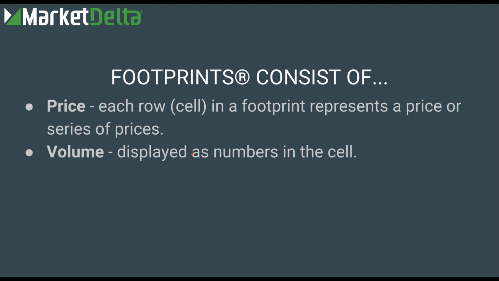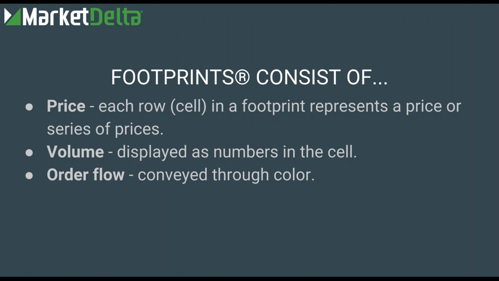Okay, volume. So price, volume, and order flow, that's what we're talking about here. Volume is displayed as numbers within the cell. And then order flow is conveyed through color on the footprint. It might be coloring of the text, or it might just be the background color, and that depends on the footprint type we're looking at. We'll look at some examples, and it all makes sense. But price, volume, and order flow: price is each row, volume is the numbers displayed in the cell, and order flow is conveyed through the color.